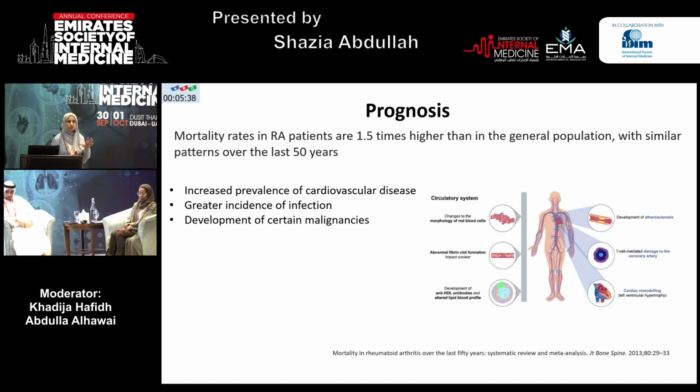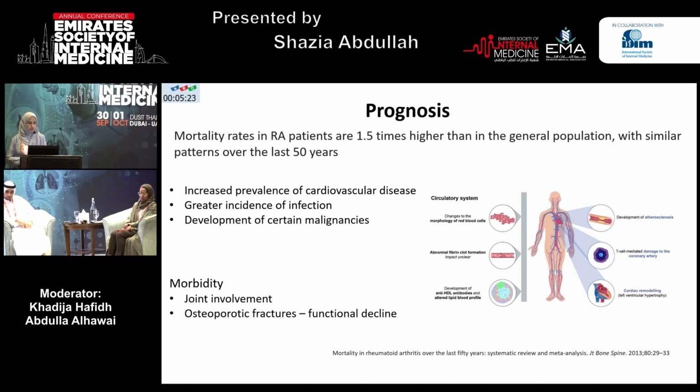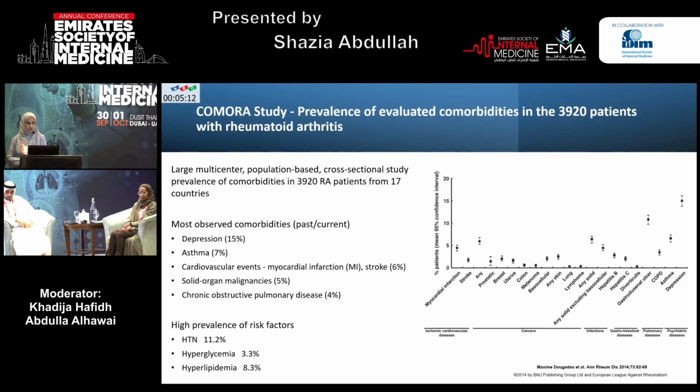So in addition to the traditional risk factors, rheumatoid arthritis has additional risk factors for developing cardiovascular morbidity as well as mortality. This is something that you from internal medicine need to be aware of. The morbidity is obviously increased because of the joint deformities, but also these patients, because of the inflammatory condition, are more likely to develop osteoporosis because of the RANK ligand pathway activation.